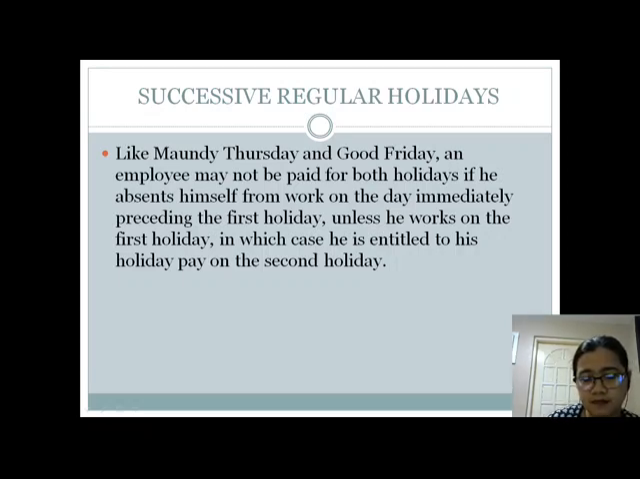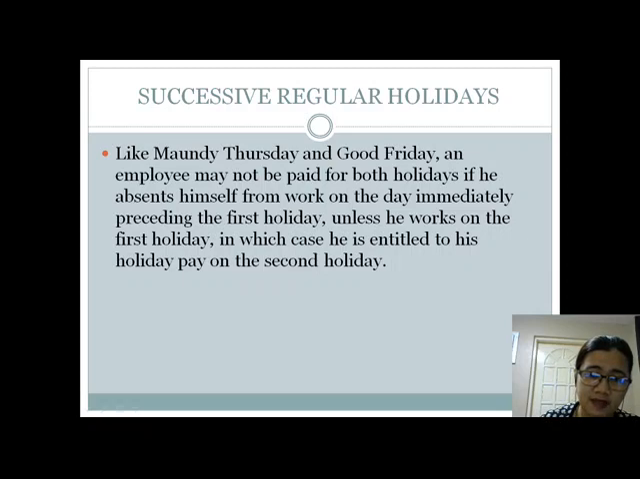Now, again, assuming Wednesday is his regular rest day, because not all rest days fall on weekends. For example, in a hospital there is a rotation, where weekly rest days are on rotation. Now, assuming Wednesday is his rest day, if the employee rests on that particular day, then the employee will be paid for those two holidays, Maundy Thursday and Good Friday.